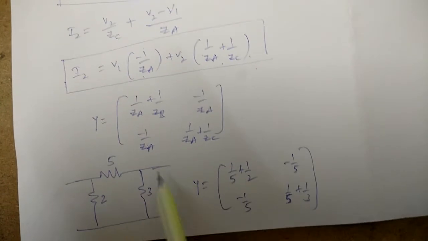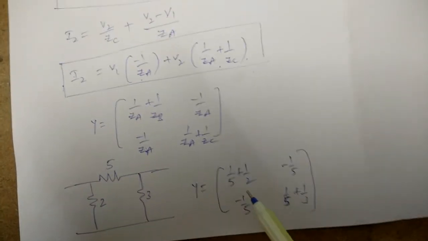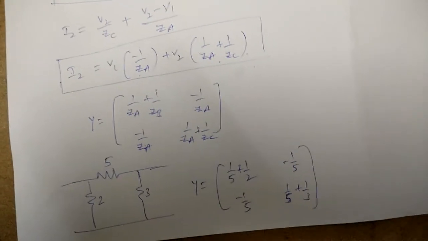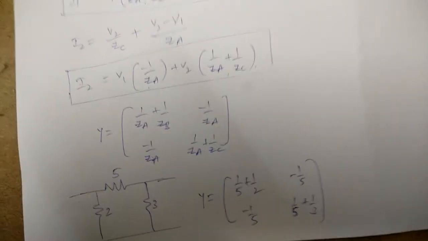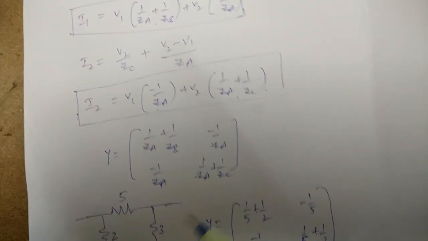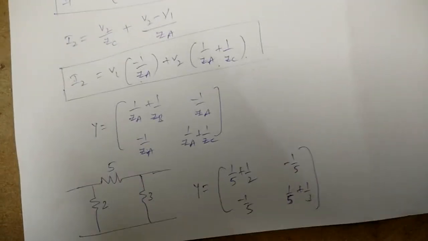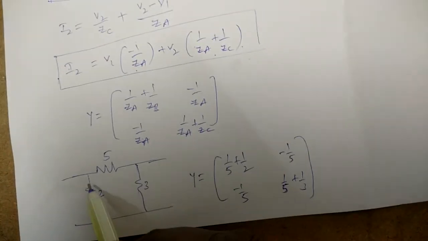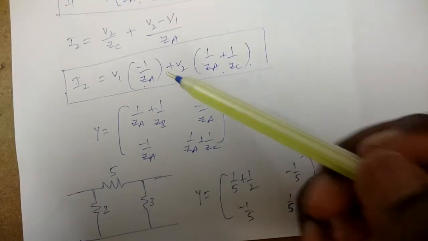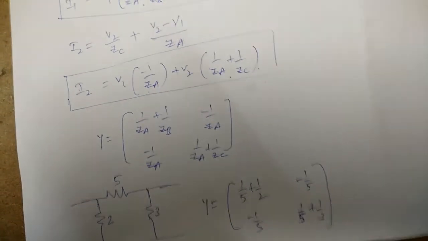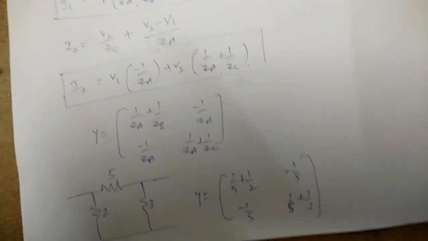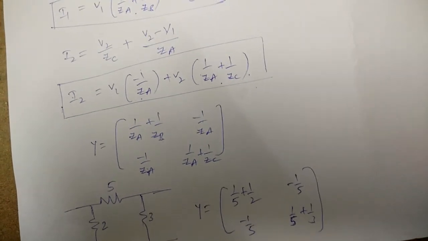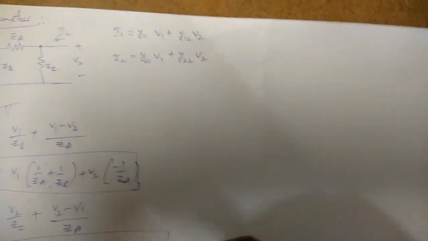If you want to calculate the Z parameters, first find the Y parameters, then invert the matrix. The inverse of this matrix will give you the Z parameters. This is one method, a very simple method. Finding Y parameters for the pi network is easy, and similarly finding Z parameters for the T network is easy. Just apply nodal analysis in both cases and you can get the parameters. So this is the first method.